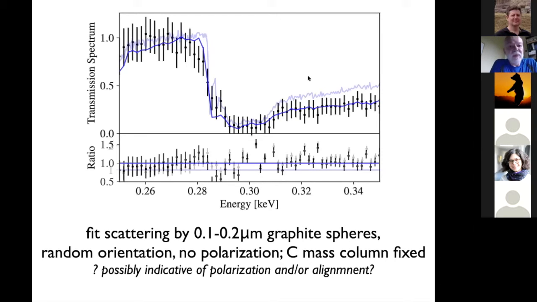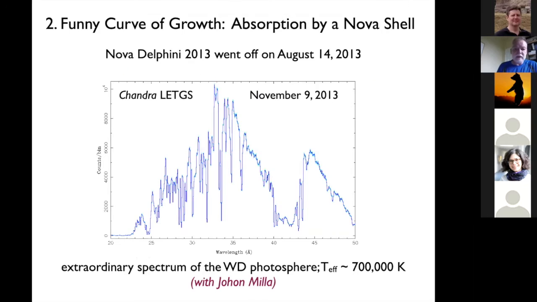So that's what we did on an unusual absorption line profile.